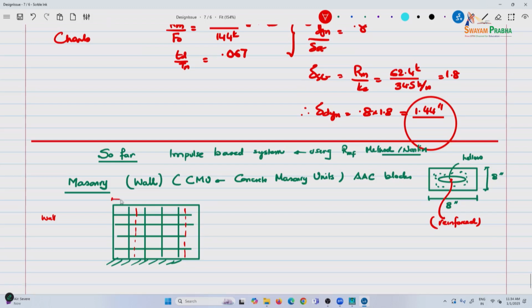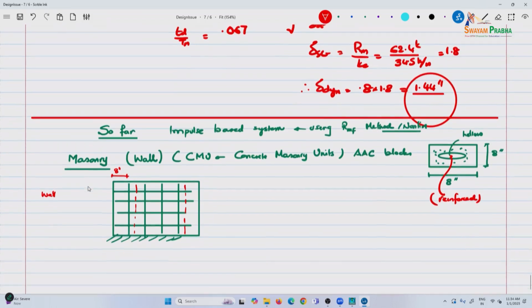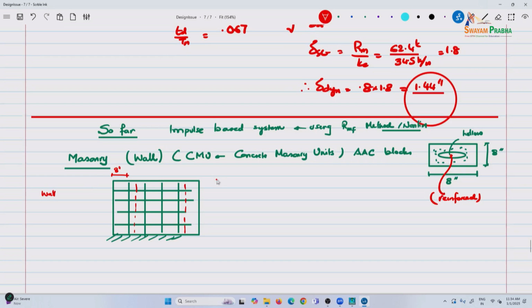So this is nominal 8 inches, this is 8 inches, and the reinforcement is running through maybe every third, every fourth, whatever the case may be. It's given that the height of the wall is 16 feet and it's 1 story. Masonry can go 2-3 stories on their own, reinforced. So this is 1 story, and 220 pounds TNT at 50 feet from the wall.